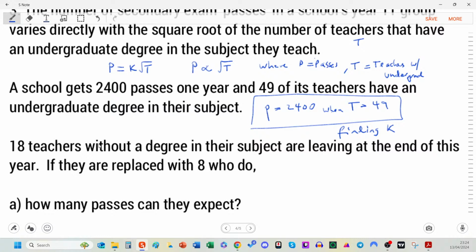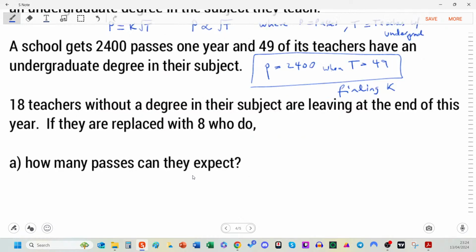linked pair. 18 teachers without a degree in their subject are leaving at the end of the year, so that makes no difference to the number that have a degree. But if they're replaced with 8 that do, that means the total number will go up by 8. So first things first is to realize that what it's asking is to figure out 57 teachers, right? Because 49 plus the 8 is going to take that to 57. So that's equal to t in this new scenario. How many passes can they expect if there are this many teachers?